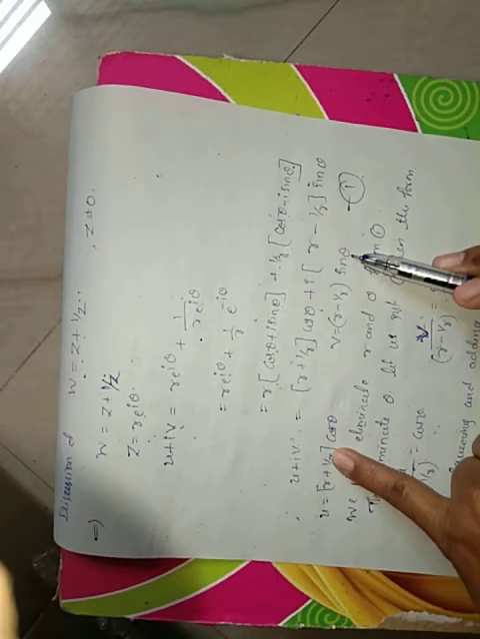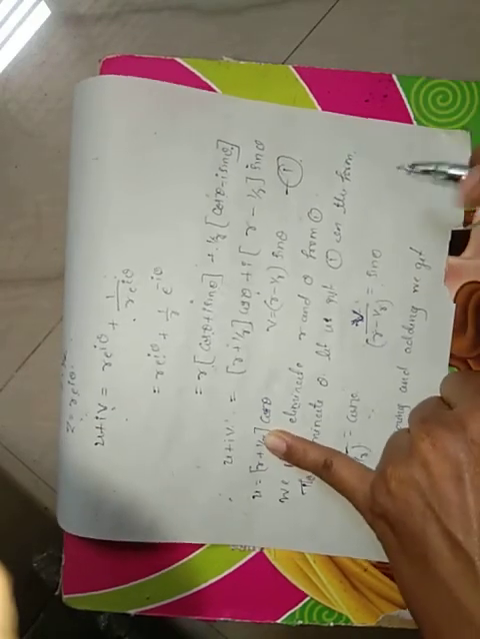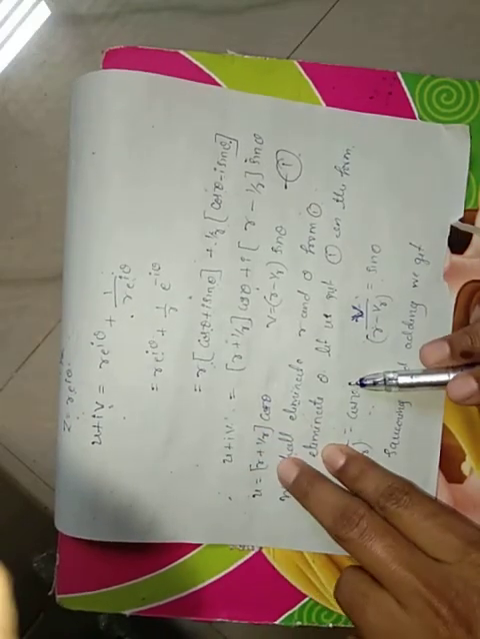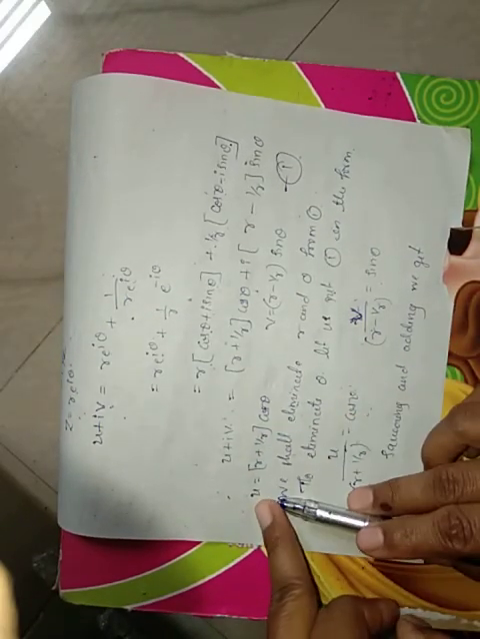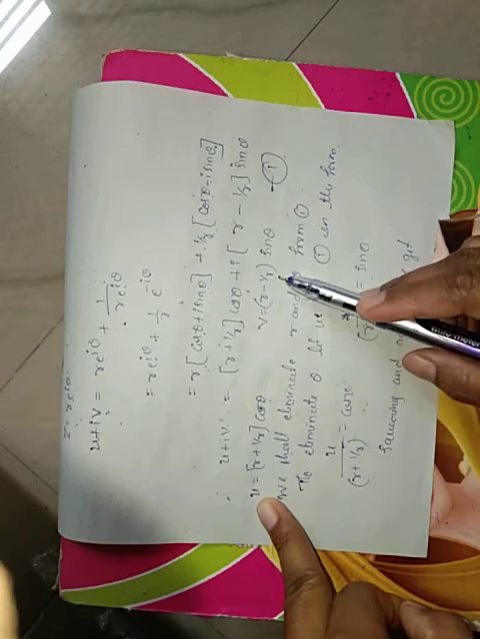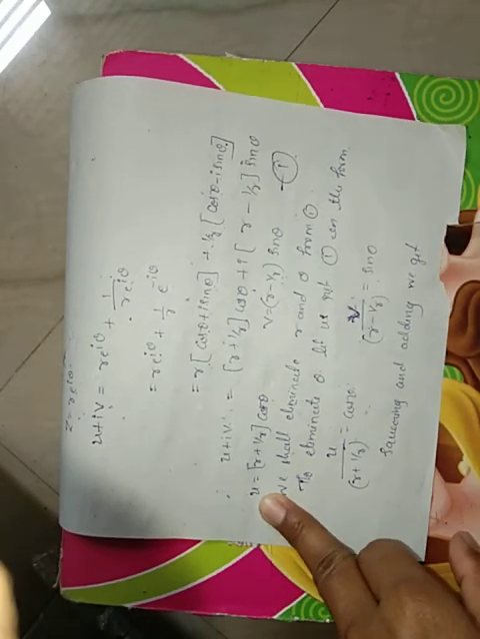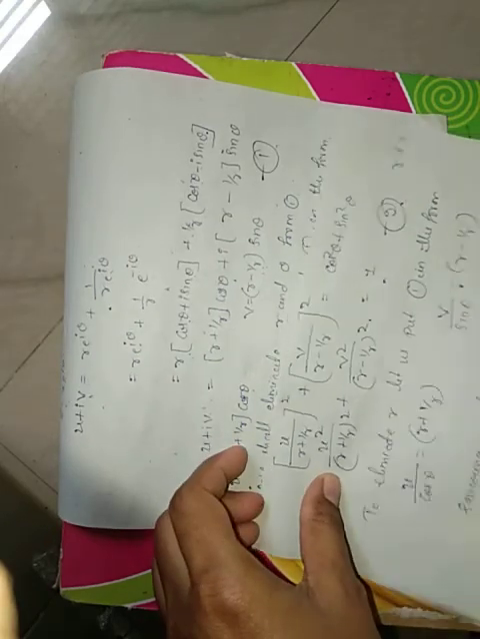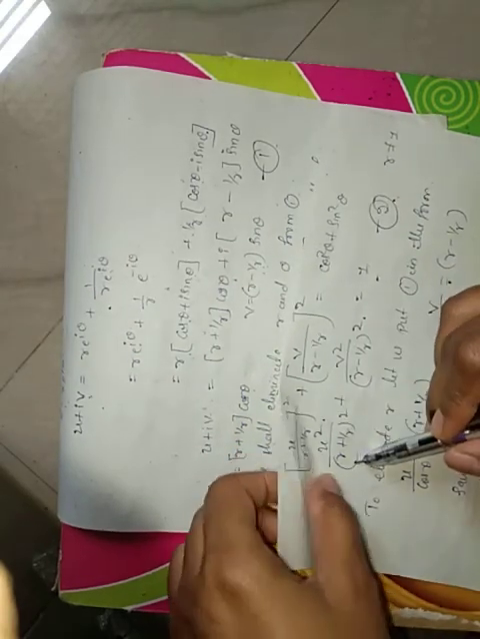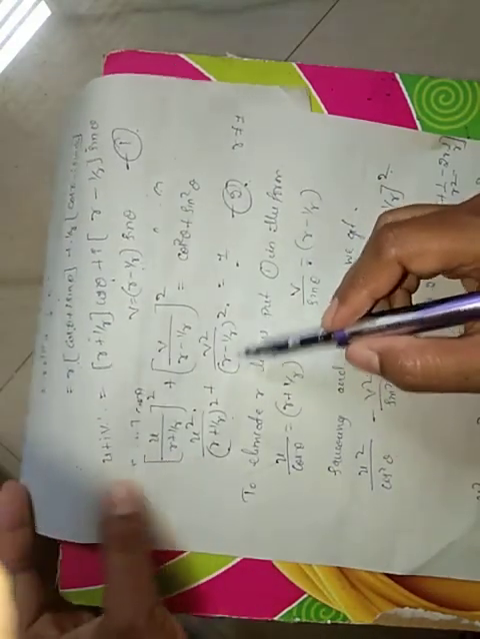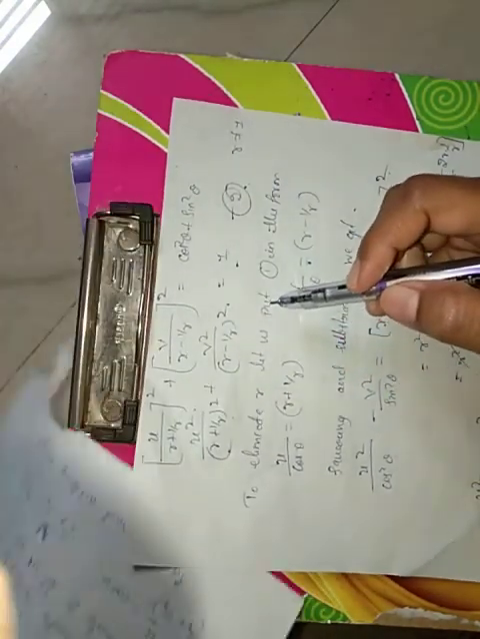Now to eliminate r and theta, we have to make some arrangements in equation 1. First, to eliminate theta, we take r plus 1 by r and r minus 1 by r to the LHS in both the equations, and then we square and add. By squaring and adding, we get u square divided by (r plus 1 by r) whole square plus v square divided by (r minus 1 by r) whole square is equal to 1.